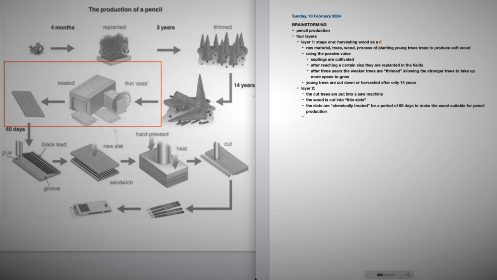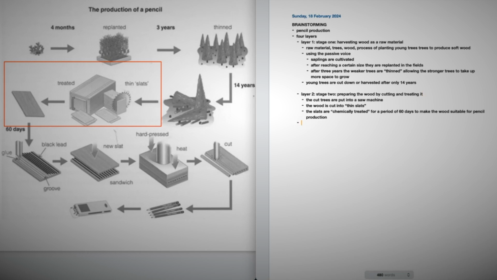So layer one, or stage one, is harvesting wood as a raw material. Layer two, or stage two, is preparing the wood by cutting and treating it. So the wood has to sit for 60 days before it's ready to go into production.